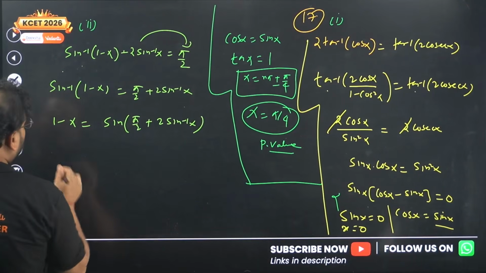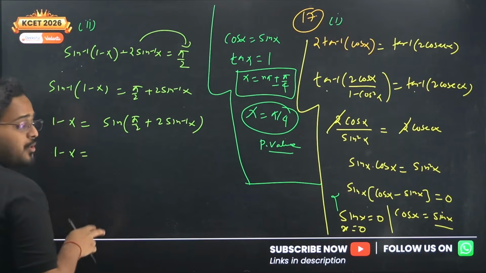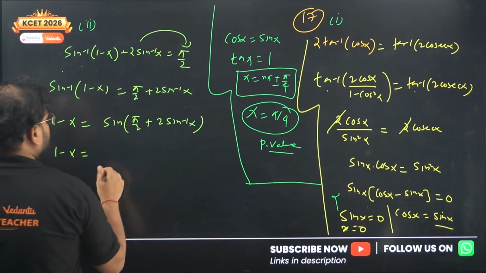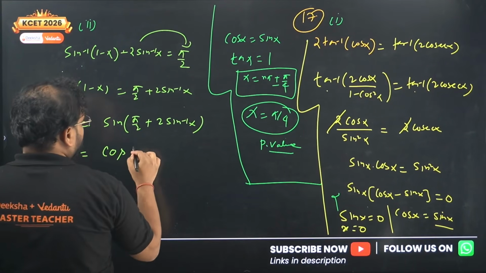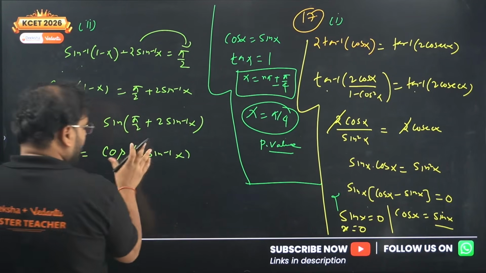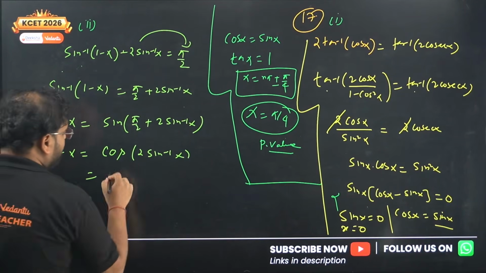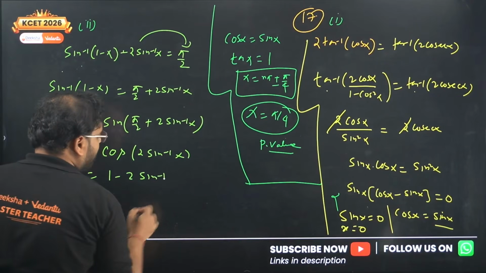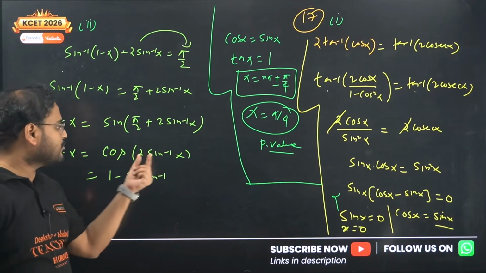Okay. So what we have now? 1 minus x equals to sine of this. So cos of 2 sine inverse of x. Cos of some angle, cos of twice of some angle. 1 minus 2 sine inverse of, correct, no? Cos of 2 sine inverse of x.